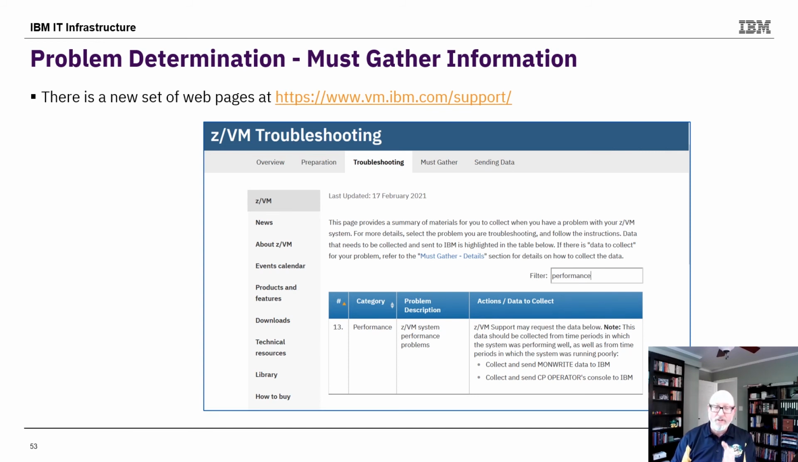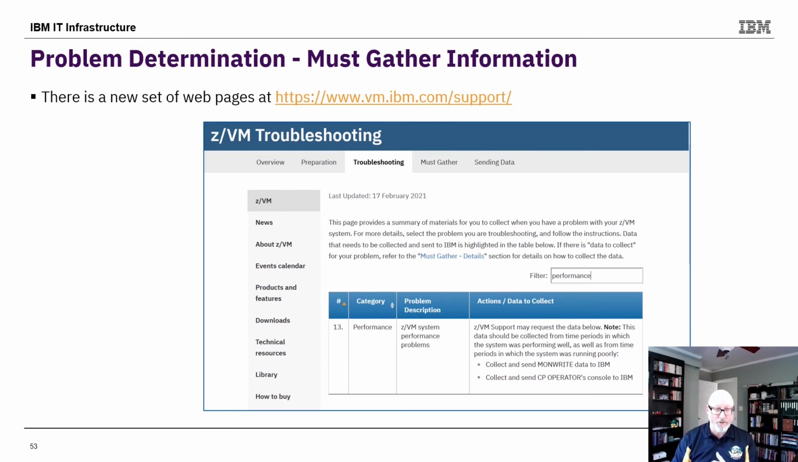Then there's this troubleshooting tab here, which has a series of different categories on this table, and it'll walk through what kind of problem you have. Is it performance? Is the system hung? Do I have a network problem that involves the TCP/IP stack? And for each of them, what actions should you take, and what data is IBM likely to ask you for?